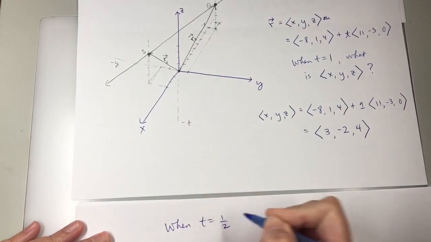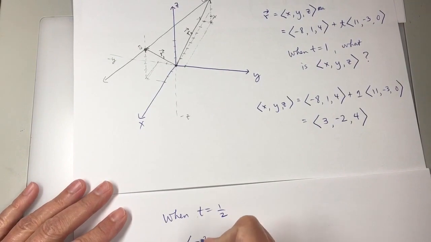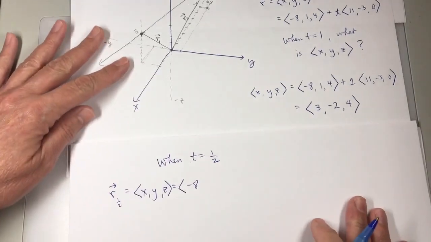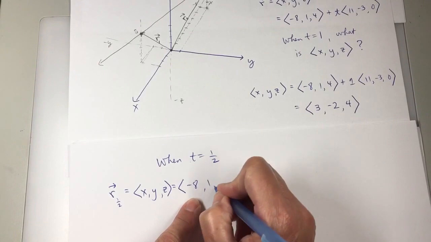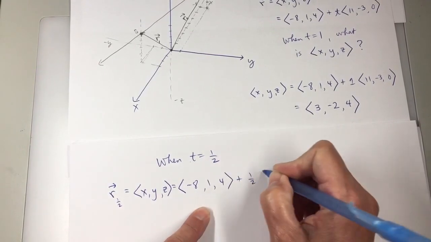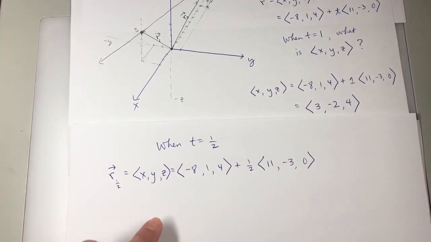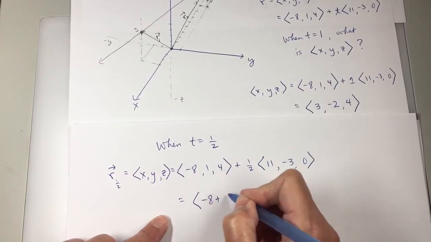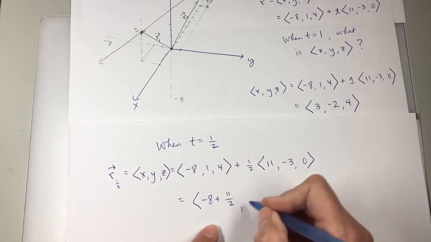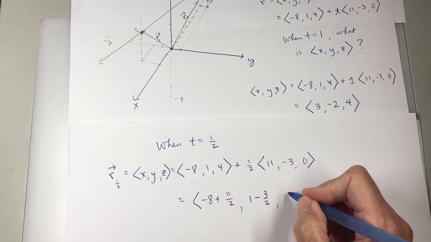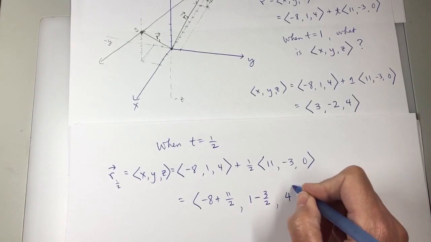When t equals 1/2, I would get -8. I'll call this vector R sub 1/2. I kind of just made up this notation, vector R sub 1/2. So this would be -8, 1, 4 plus 1/2 times vector 11, -3, 0. So -8 plus 11/2. 1 minus 3/2, and then the last one's 4 plus 1/2 times 0, which is just 4.